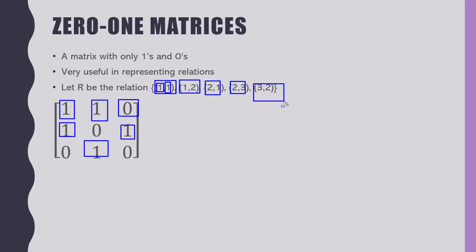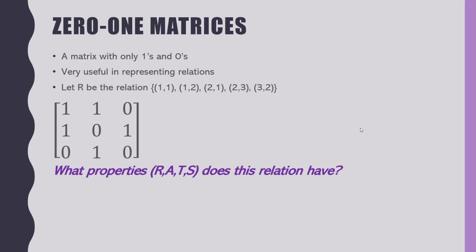If we're using this particular representation, we can have a 0-1 matrix that represents our relation. Why is this useful? We'll learn about that in a few days. It helps us determine properties of a relation. What property does this particular relation have? Don't look at the matrix, just look at the pairs.